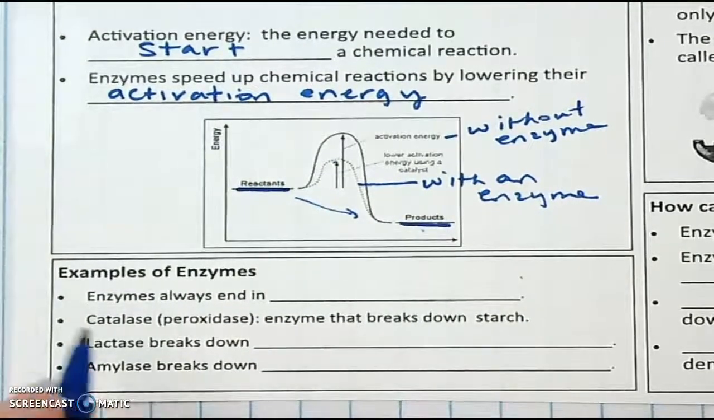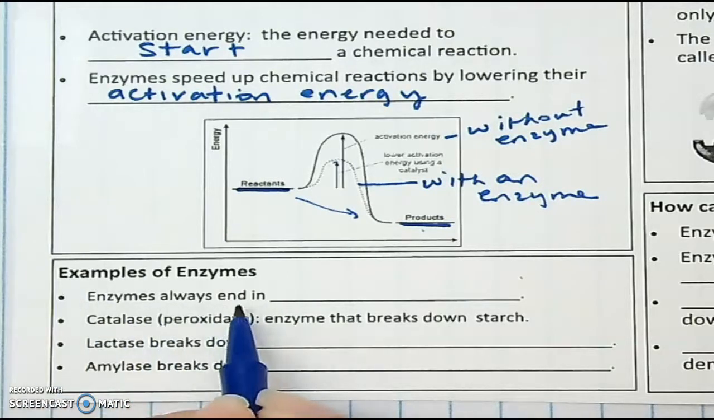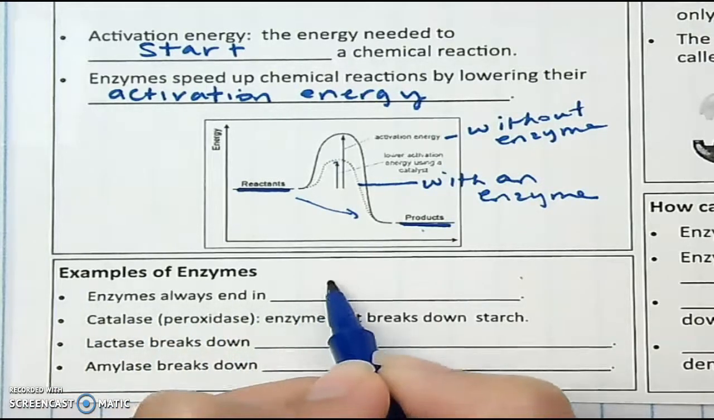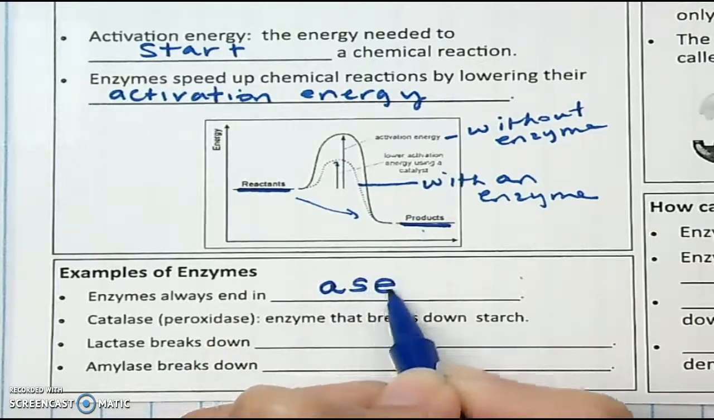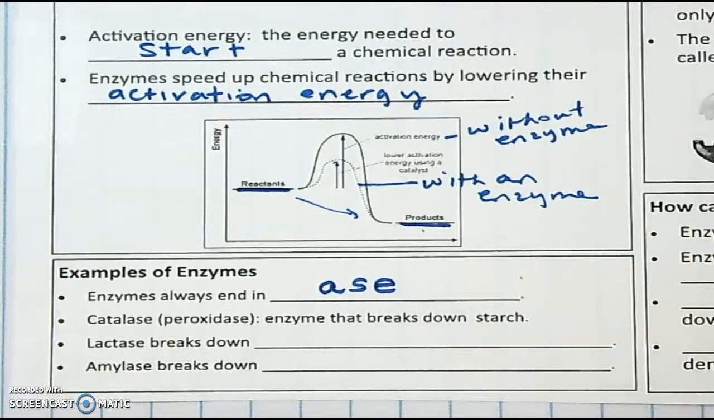Okay, it's good to know some examples of enzymes. Enzymes always end in ASE. So if you see a word that ends in ASE, that's going to be an enzyme. Okay, just like carbohydrates ended in OSE most of the time, enzymes always end in ASE.